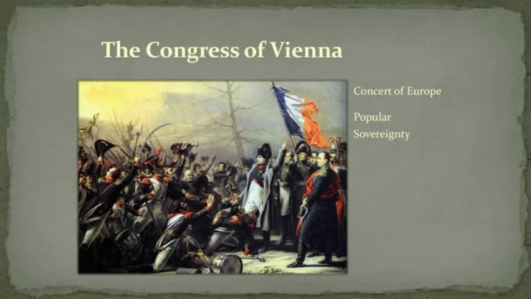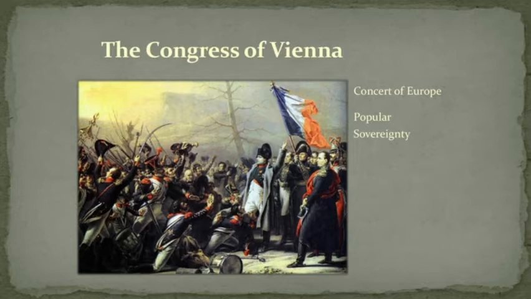Now, one of the big issues that the delegates had to deal with was this new idea of popular sovereignty. It had been right at the foundation of the French Revolution, and many Europeans had come to believe that a government wasn't legitimate unless the majority of the people were behind it. All right?